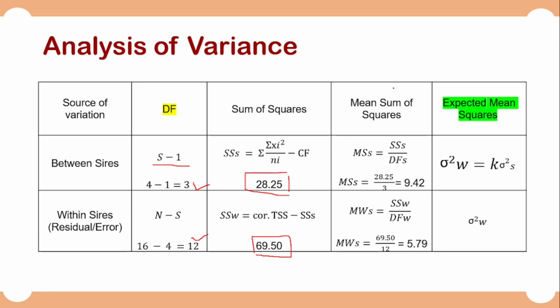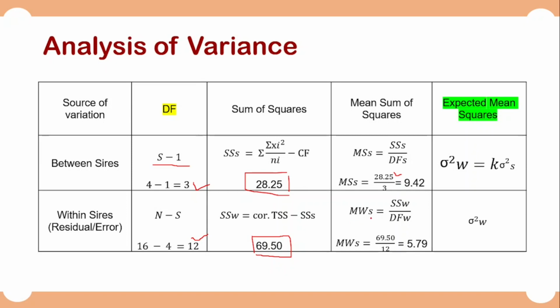Okay, so now we will calculate the mean sum of squares. To calculate the mean sum of squares between sires, the formula is sum of squares between sires divided by degrees of freedom between sires. So sum of squares between sires was 28.25 and degrees of freedom for between sires is 3. So 28.25 divided by 3, that is 9.42.